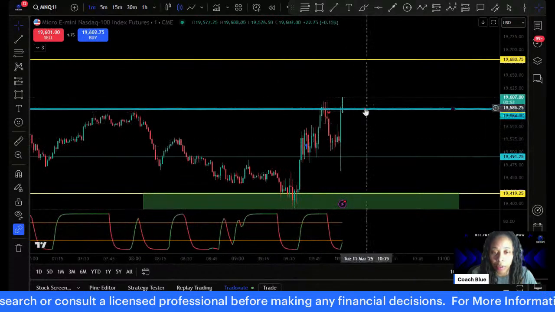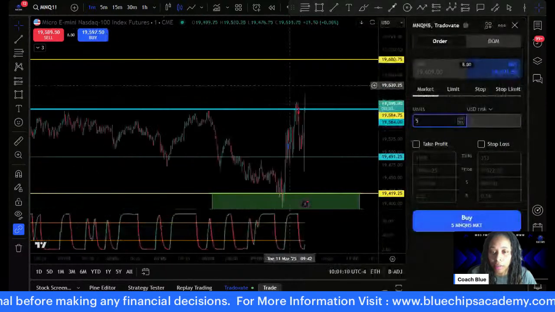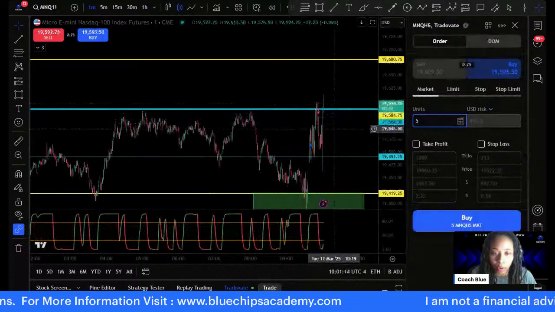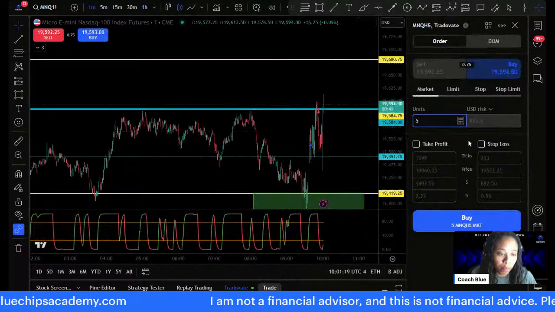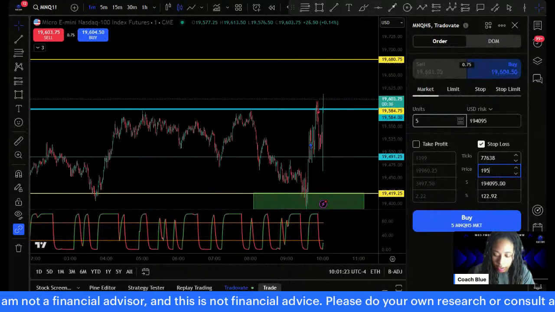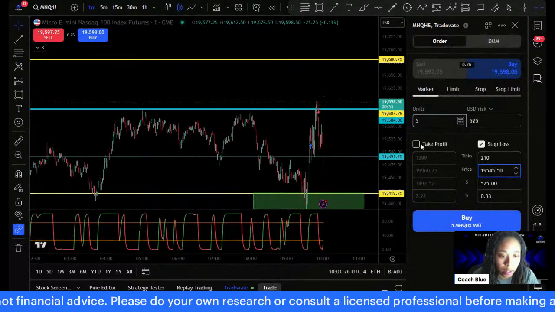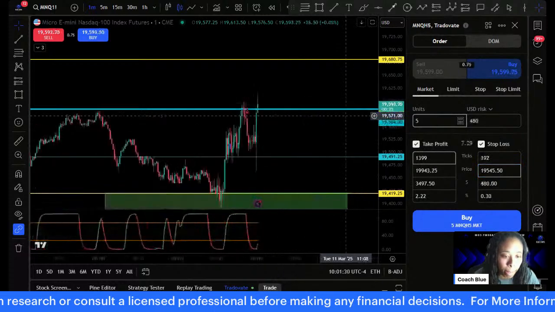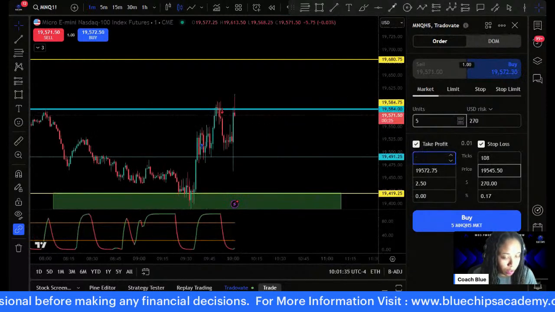All right, here's our break. There's our break. Let me get ready for a buy. Okay, so here's my first level of support. Here's my second level of support. So potential stop is 19,545.50. 19,545.50 is my potential stop here. Take profit, okay, and I can put 300 right here.